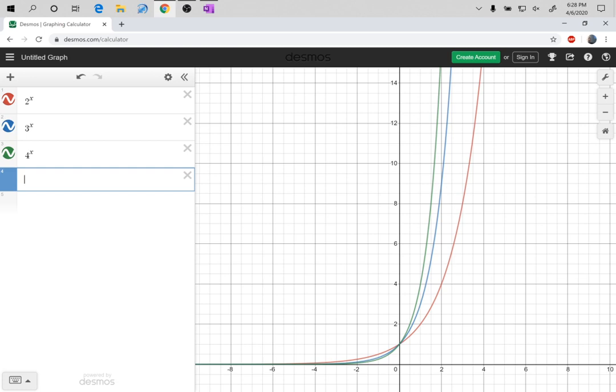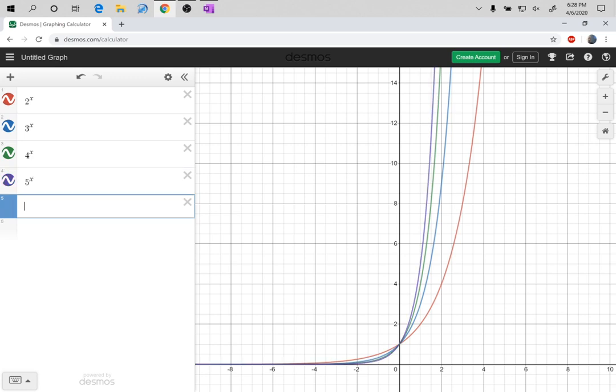right, to these. So here's 5 to the x also, and I'm going to stop right there, right? So that was the purple one all the way in, closest to the axis. So the more of these you draw, the more it will happen.